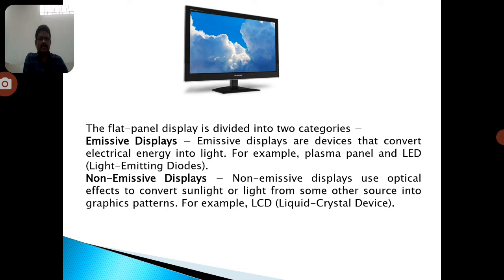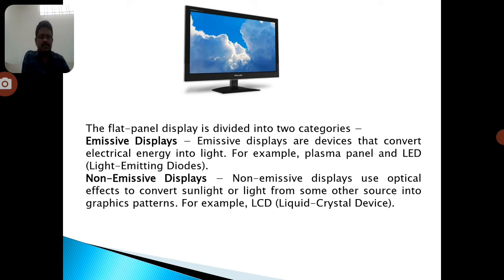Flat panel display devices are categorized into two types: emissive display devices and non-emissive display devices. This is a very important concept. Emissive display devices are devices that convert electrical energy into light. For example, the LED is an emissive display device. It converts electrical energy into light. This is the simple mechanism of an emissive display device.